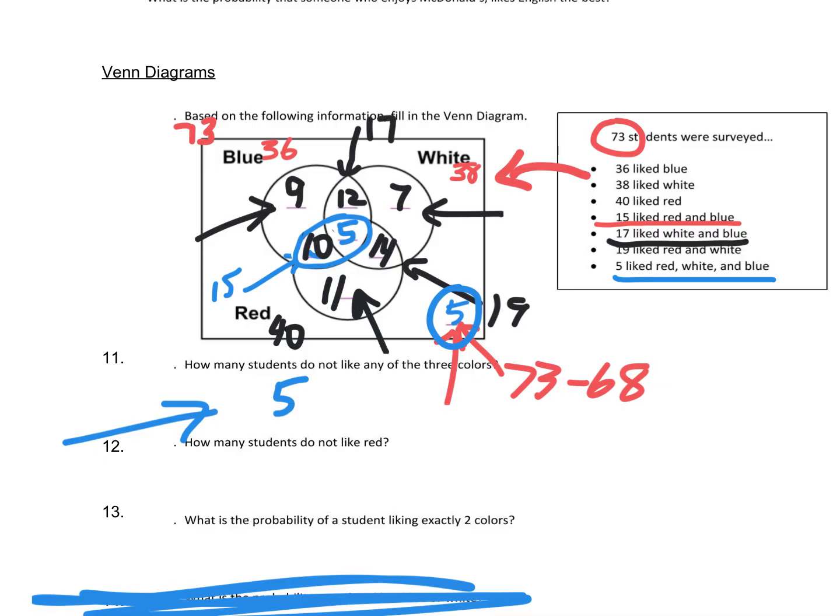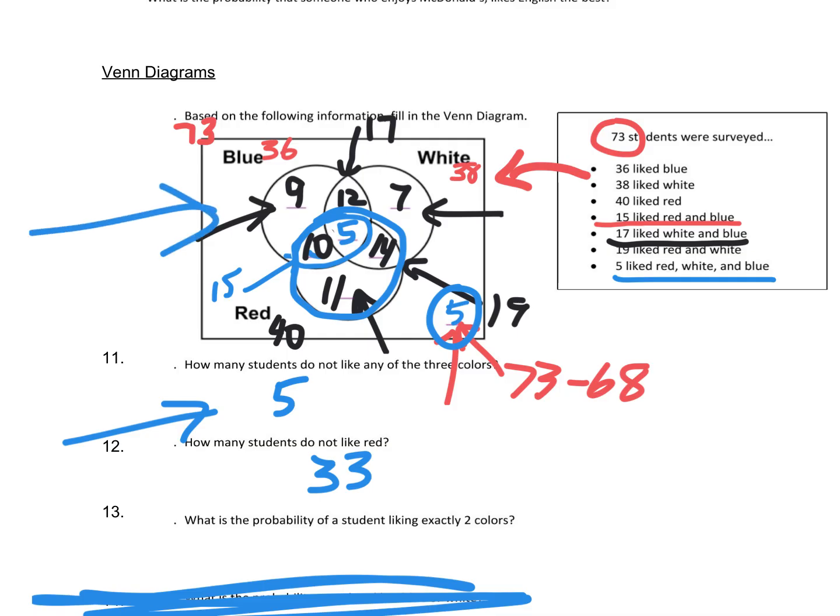How many students do not like red? Well, I'm going to say these are the ones who do like red. And I'm going to take away those from 73. What is 73 minus 10 minus 5 minus 14 minus 11? It's 33. Can anybody verify 33 for that answer? All right, good. And if you got any of these numbers wrong, then you're not going to be getting 11, 12, and 13 right.